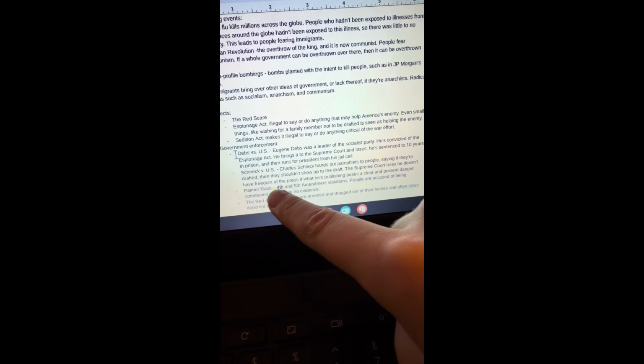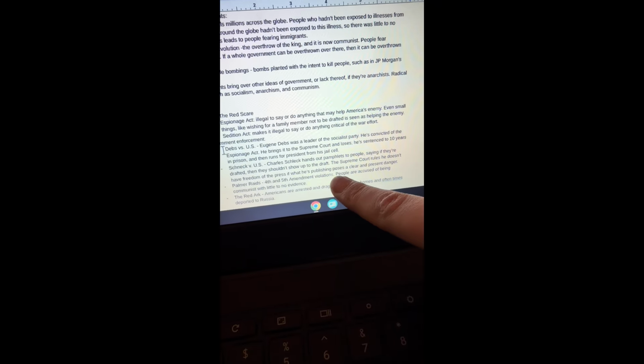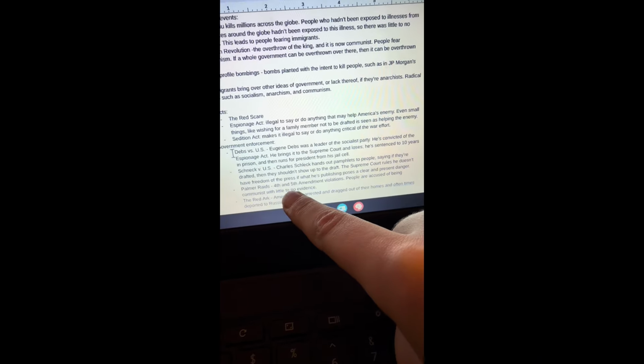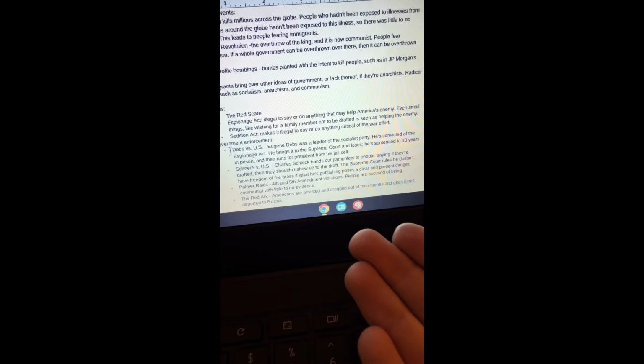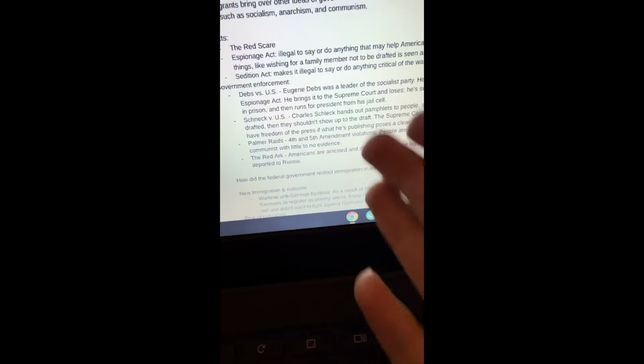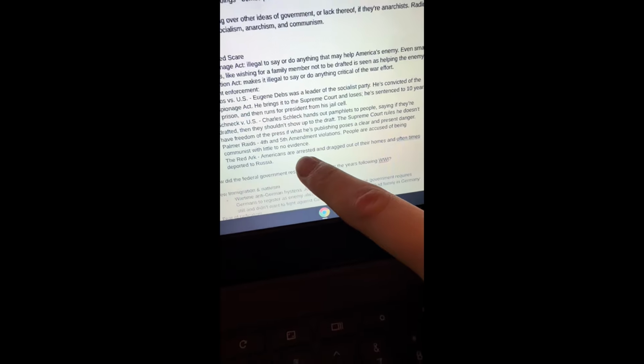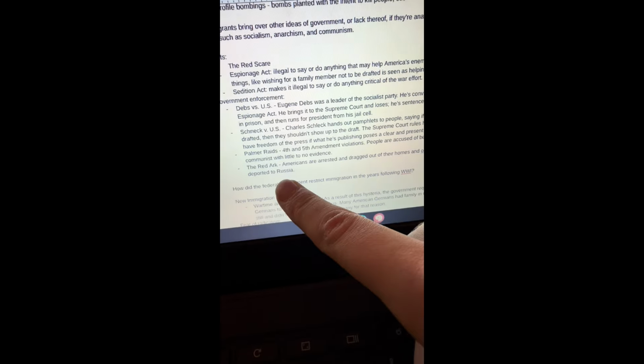Next, Palmer raids. Fourth and Fifth Amendment violations. People are accused of being communists with little to no evidence. Does that maybe remind you of something? As my teacher says, history doesn't repeat itself, but it certainly rhymes. The Red Scare. Oh, this will also rhyme with what's going on today. Americans are arrested and dragged out of their homes, and oftentimes deported to Russia.